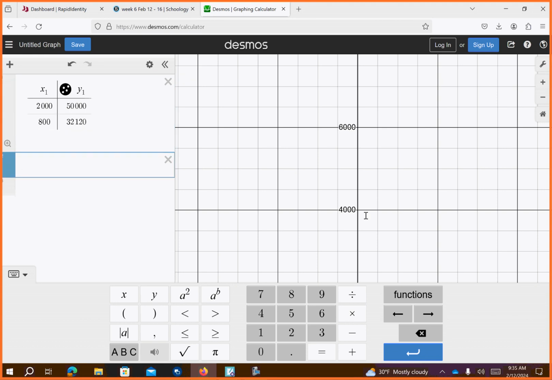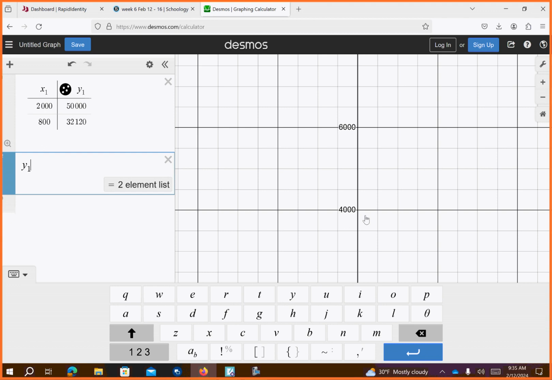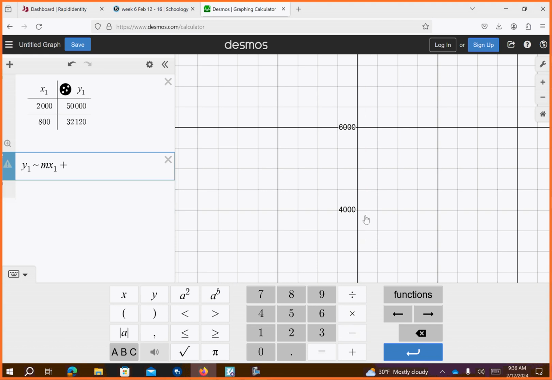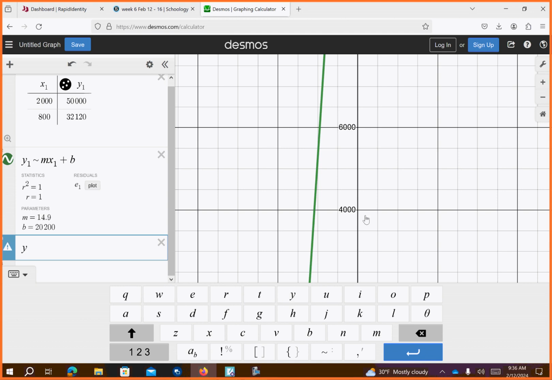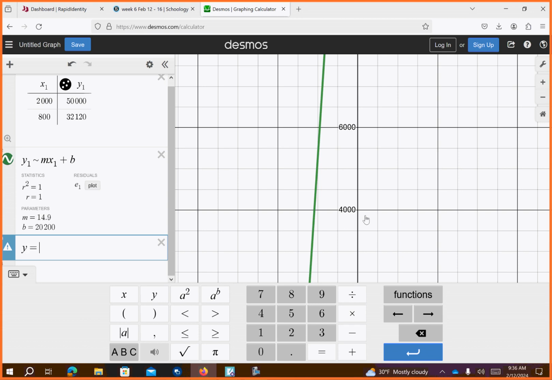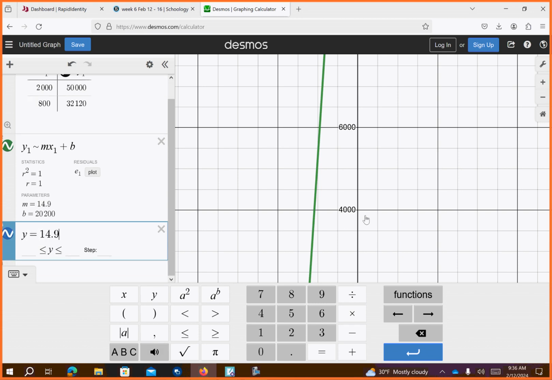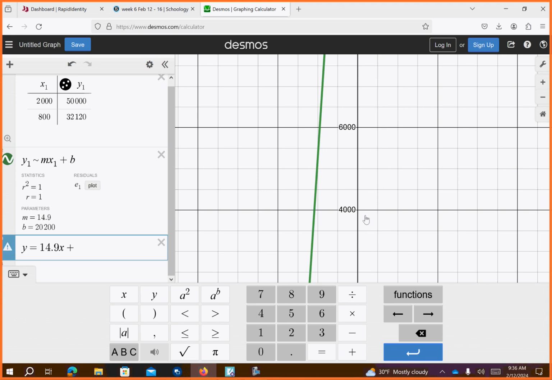Cool. So then I can go with y1, find my y = mx1 + b. Okay, so there's that equation. So we're going to go y equals, M is 14.9x plus 20200. Okay, so that's the exact same line we have, which is great.